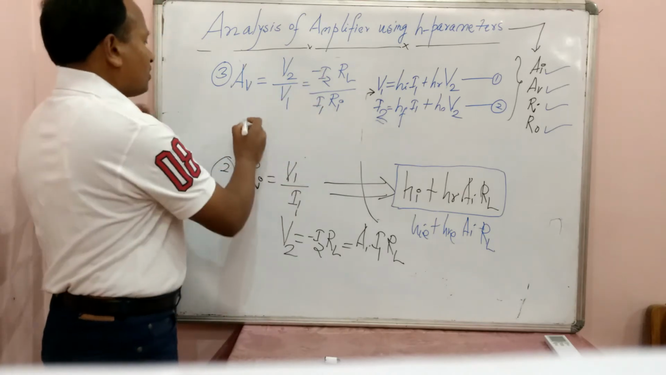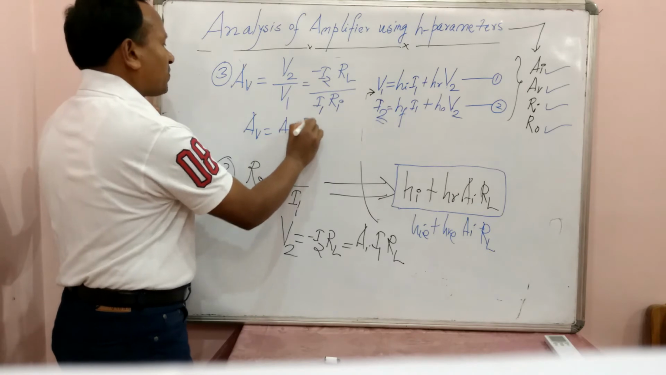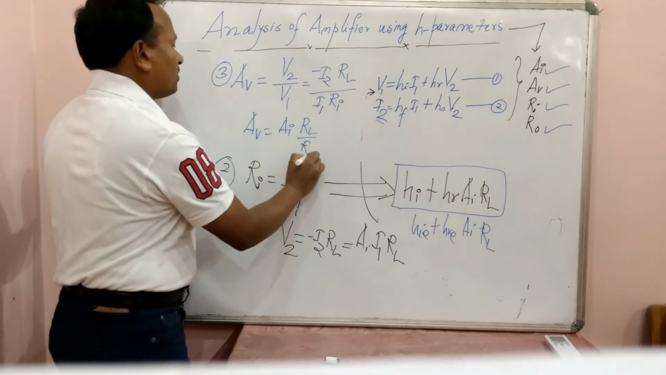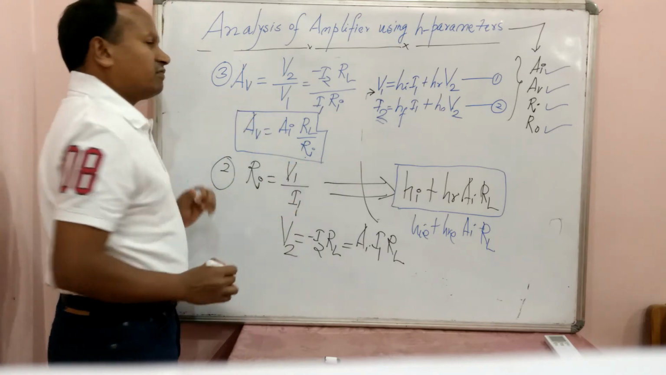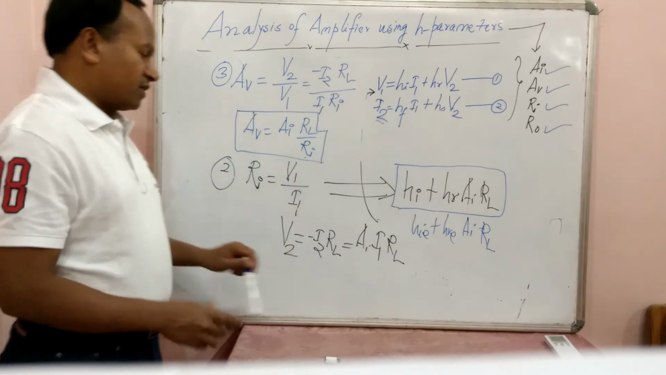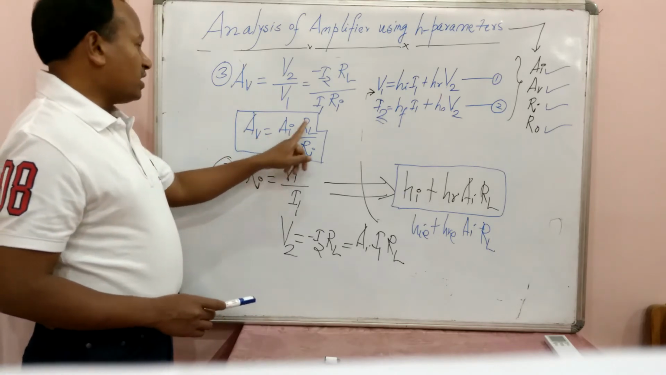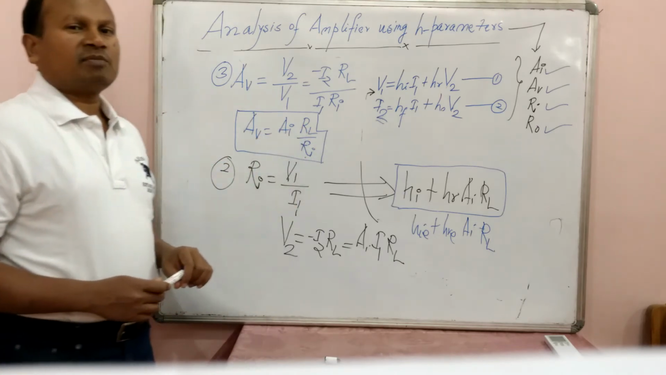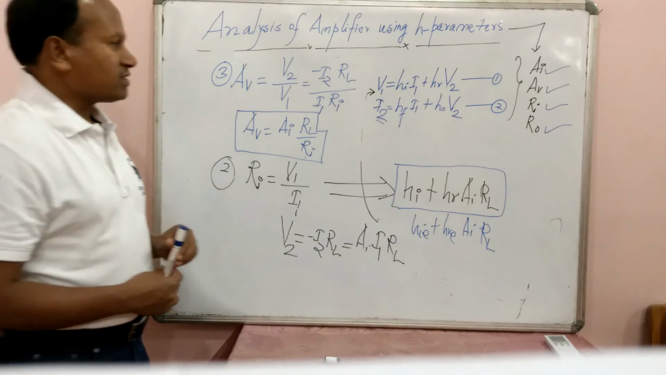It is AI. So the standard expression for AV is AI RL divided by Ri. See that, this is the expression for AV, equal to AI RL divided by Ri. Third part of analysis is over. Let us come to the last part. What is the last part?